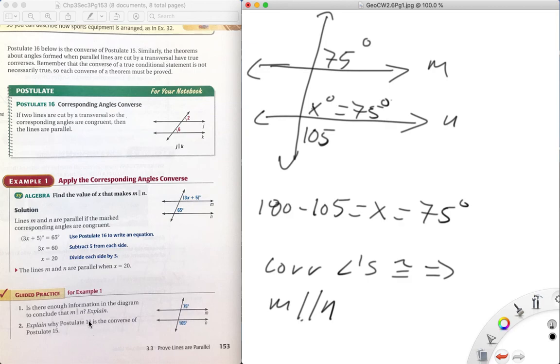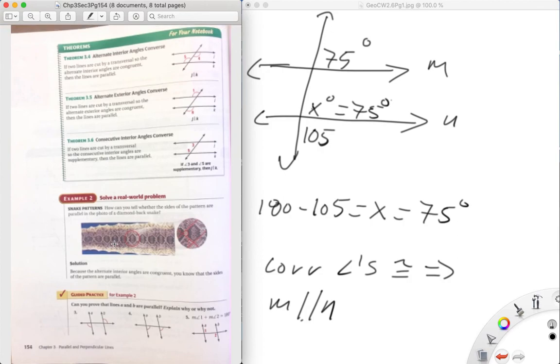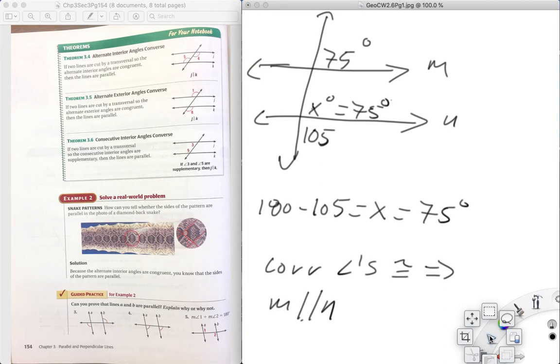Postulates 15 and 16 are converses of each other because their hypothesis and conclusions have been switched. Alright, here are the theorems associated with parallel lines, their converse.